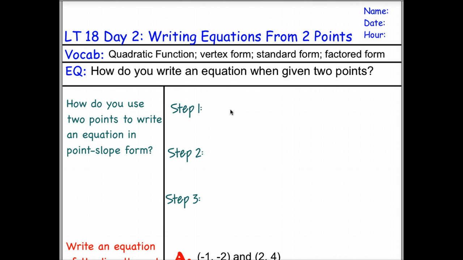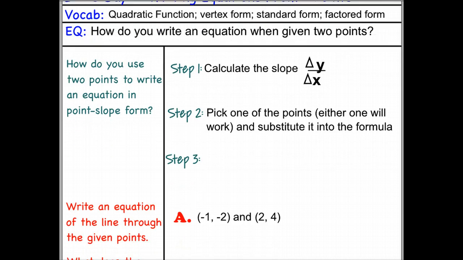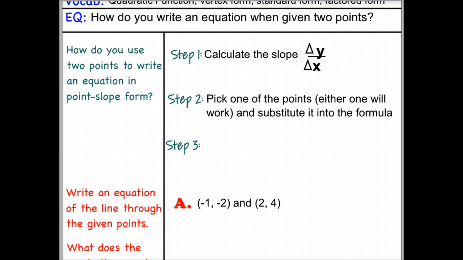The first step we have here is calculate the slope, and that's from the change in y over the change in x. The second step is to pick one of the points, either one will work, and substitute it into the formula. And then we solve for y.